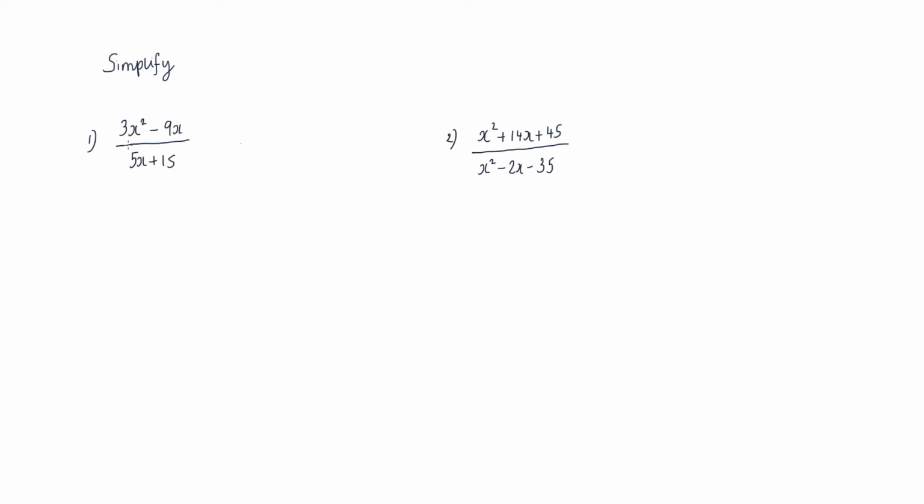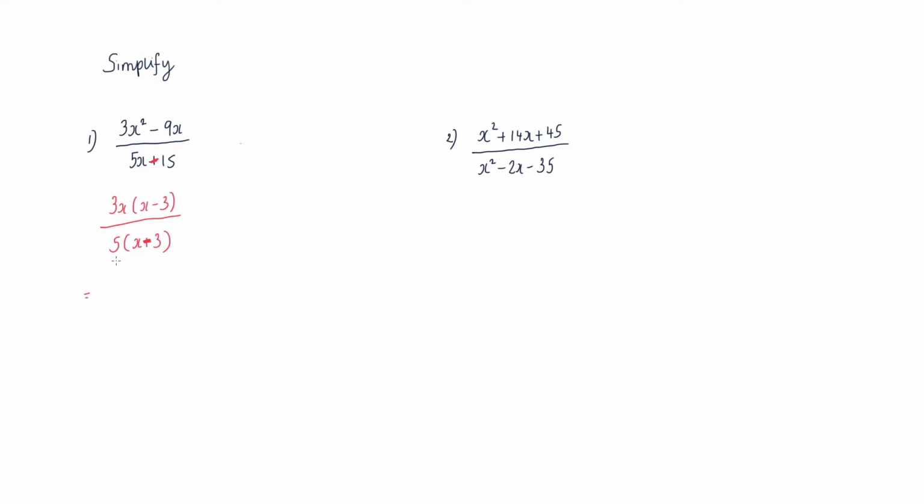So if we get straight to this, to factorize this, what you should have done is taken 3x out. So if I take 3x out here, I'll be left with x minus 3. And then on the bottom, 5 is in common, so if I take 5 out, I'll have x plus 3. Oh, actually the question should have been minus 3. My bad. So that should have been minus 15, or else it's not going to cancel. So that's going to be minus 3.